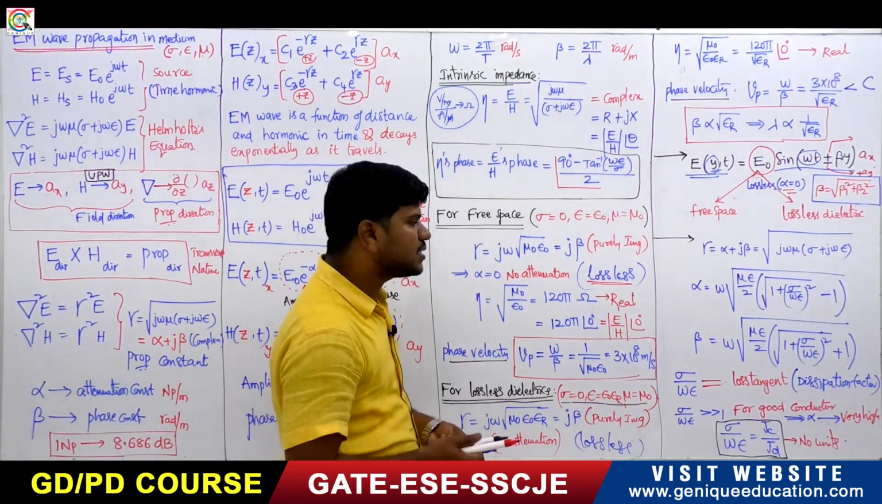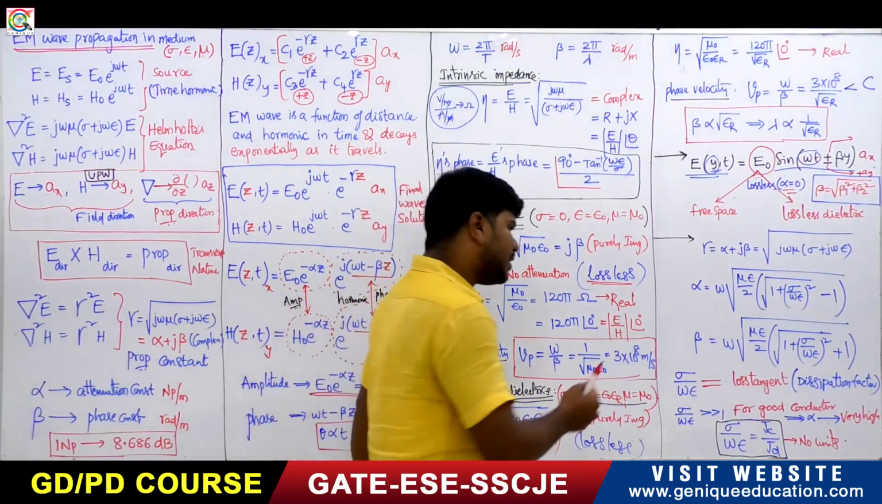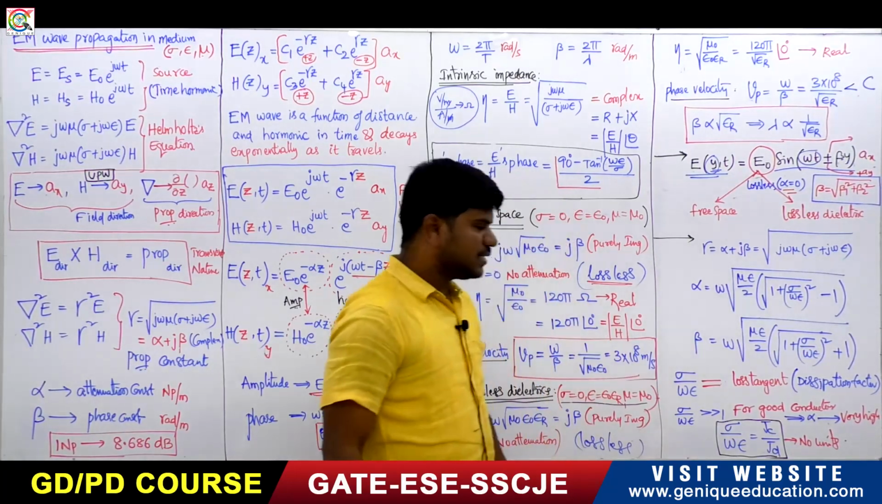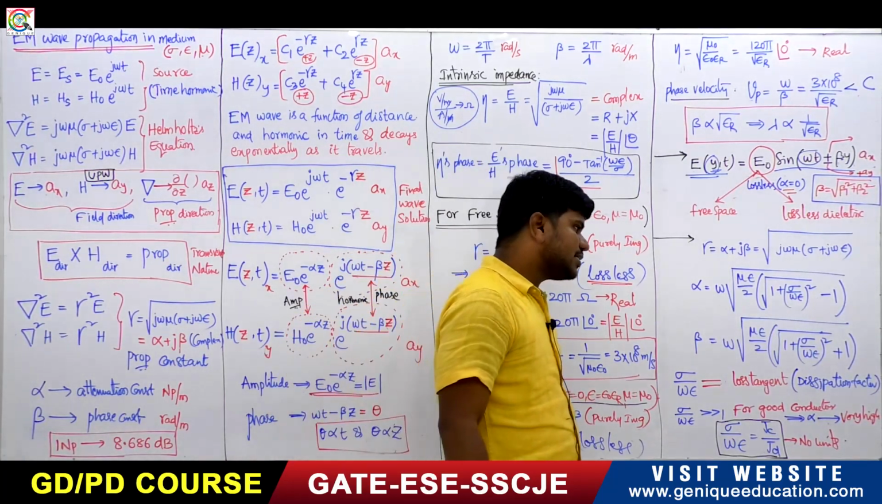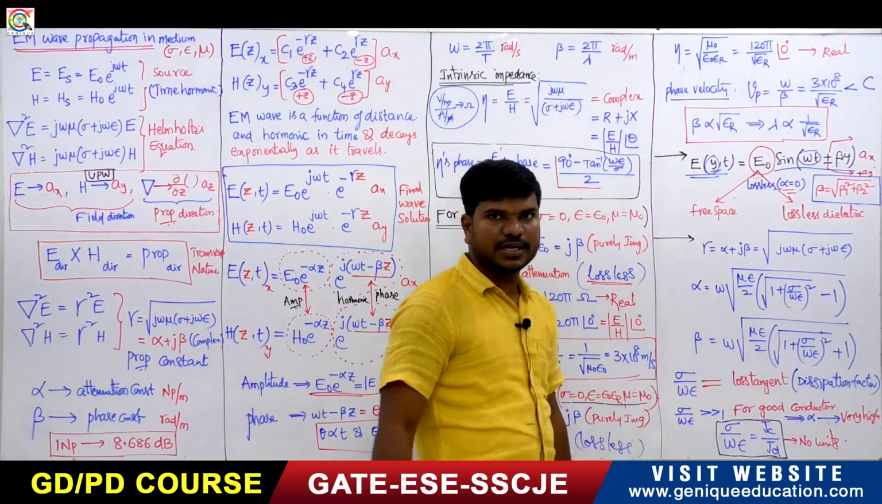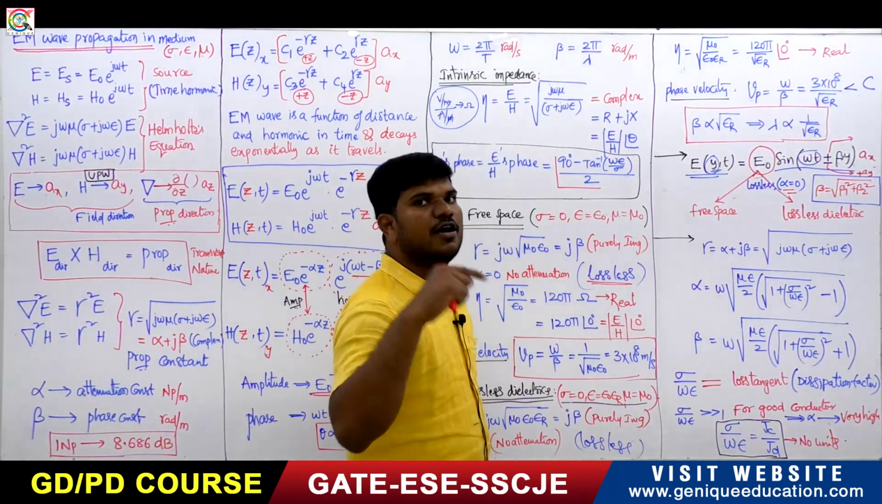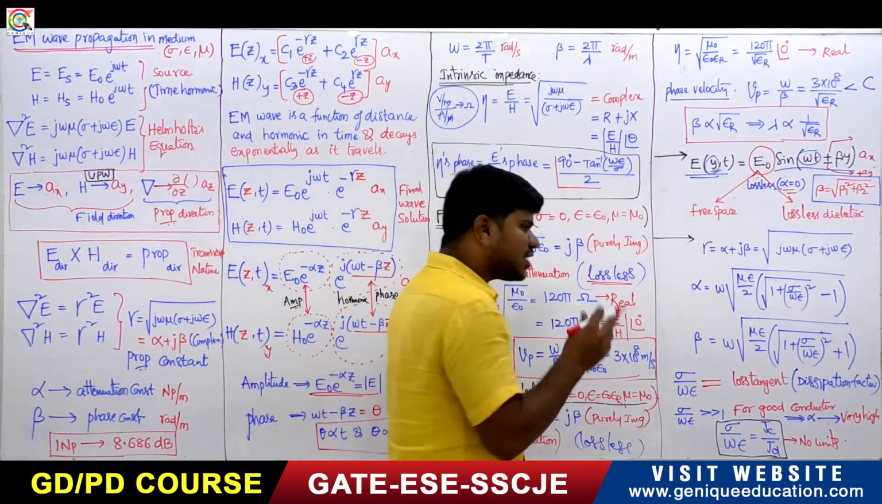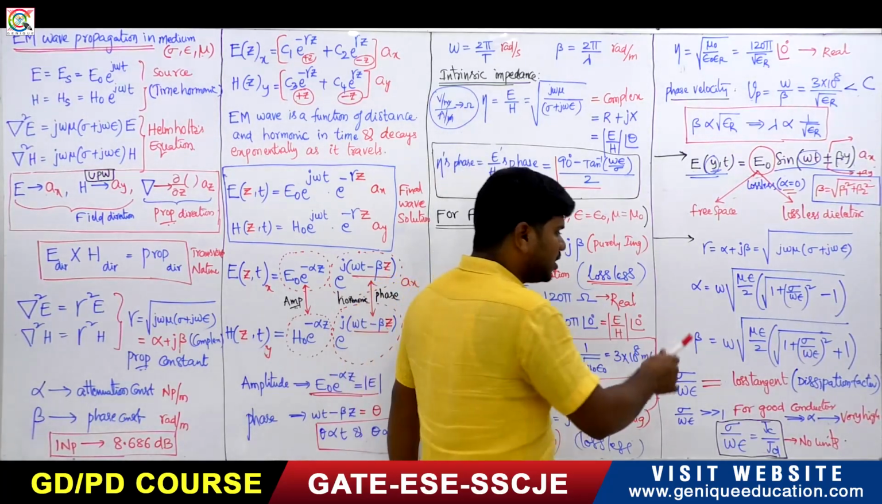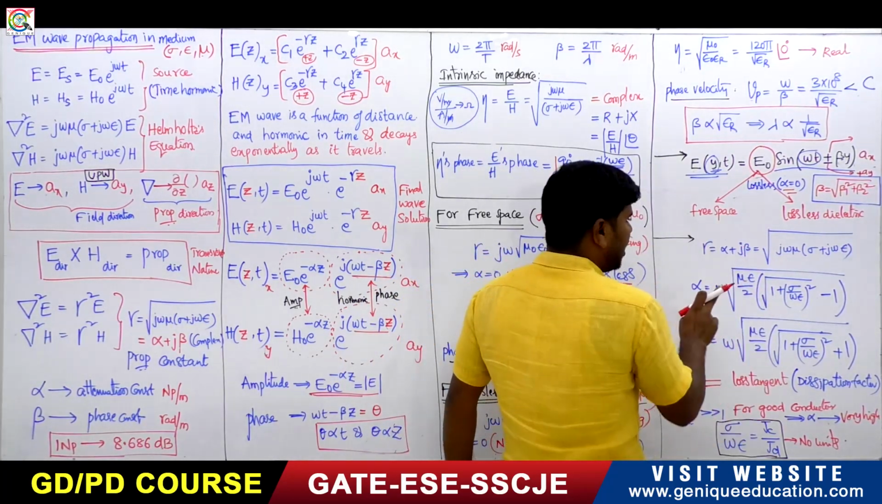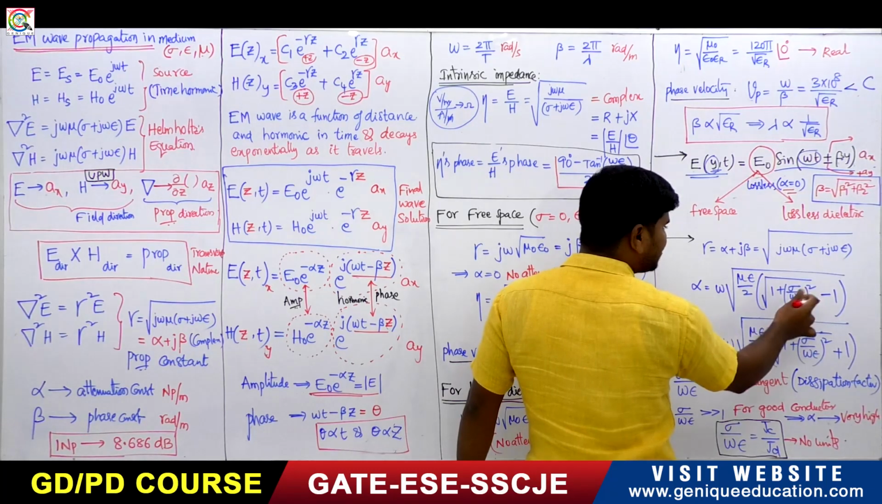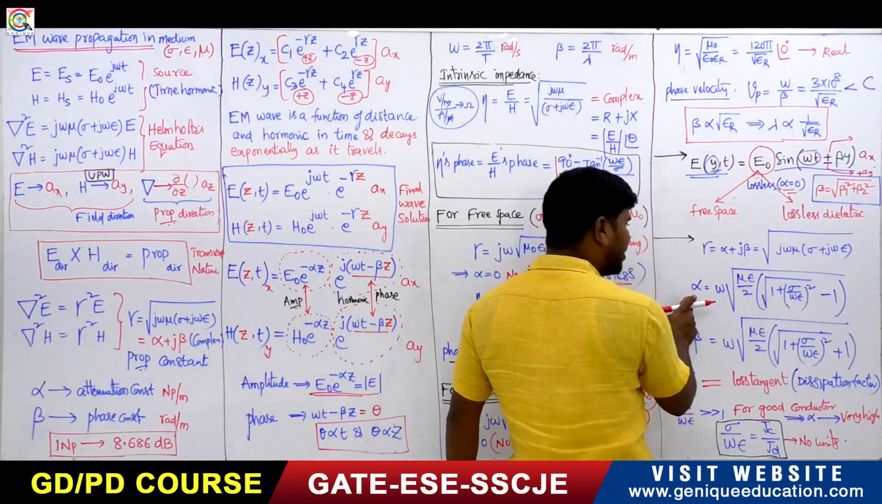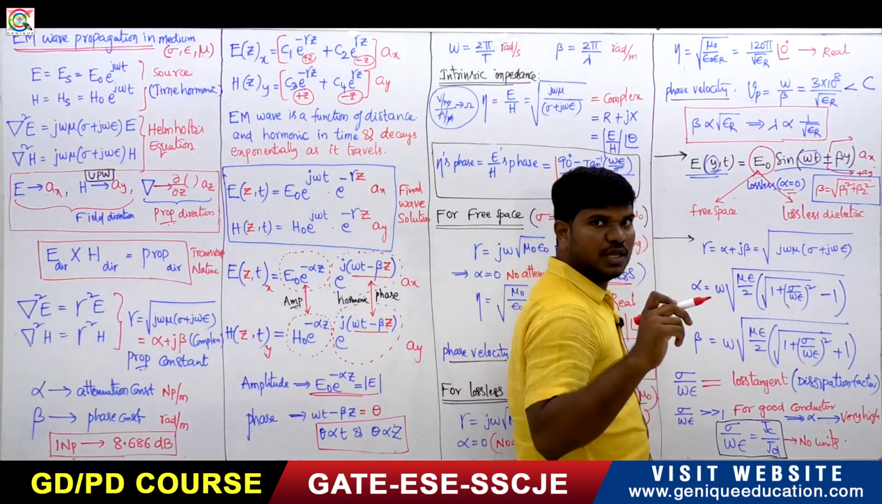This is also called the dissipation factor, right? Sigma by omega epsilon. This is called the loss tangent. It is also called the dissipation factor. Observe this: if the loss tangent, sigma by omega epsilon, value is very high, then what happens? Attenuation is very high.